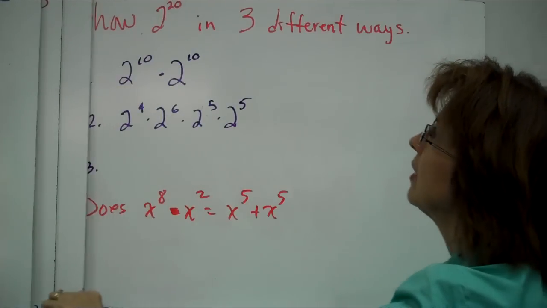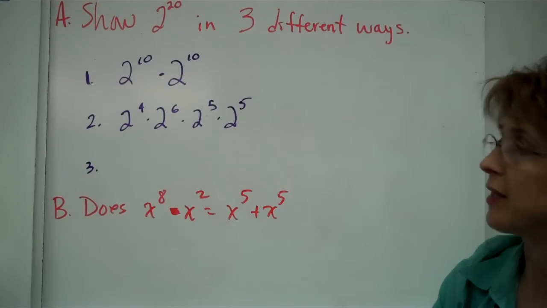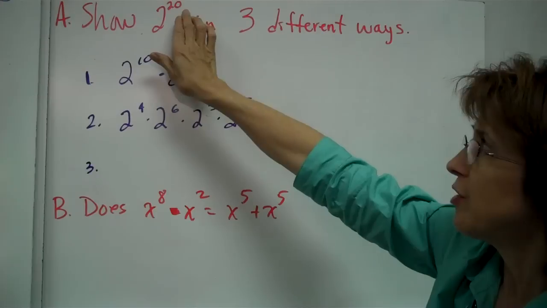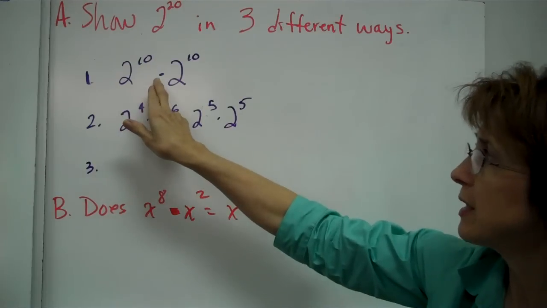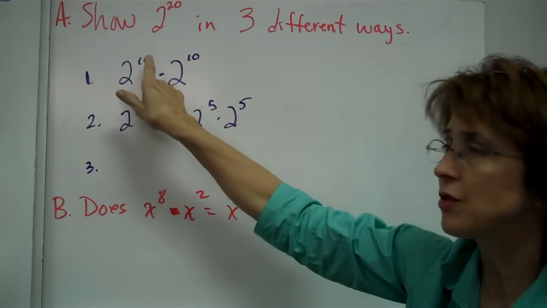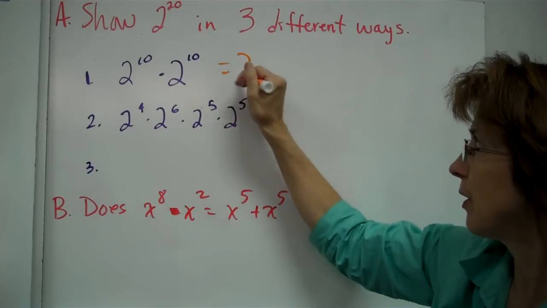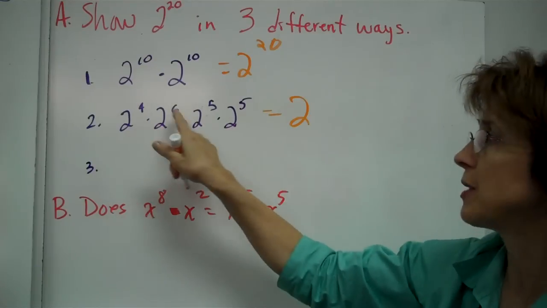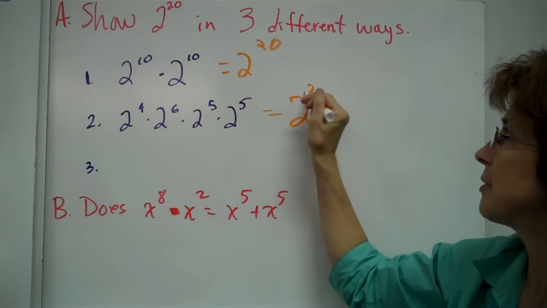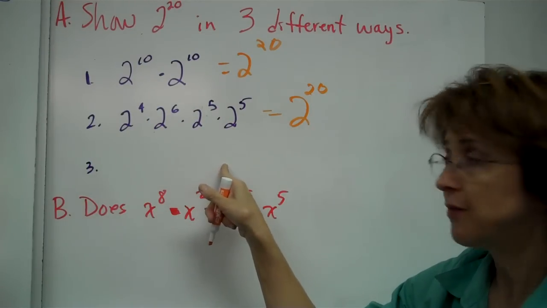Okay? Next, we're going to have a couple of different kinds of problems that you might run into. Make you think. Show 2 to the 20th power in 3 different ways. And so I did 2 of them. Okay, why would this work? Because again, same base, I'm multiplying, so you add the exponents. So that equals 2 to the 20th. Okay? This is, again, same base, multiplying, and 4 plus 6 is 10, 5 plus 5 is 10, 10 plus 10 is 20. So I want you to go ahead and think of another way to do it, and see if you can come up with one.